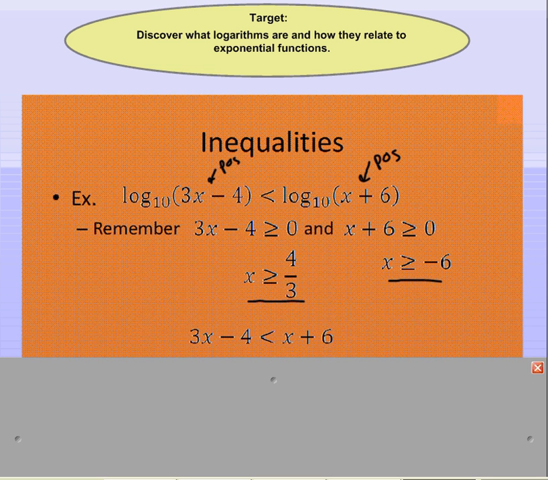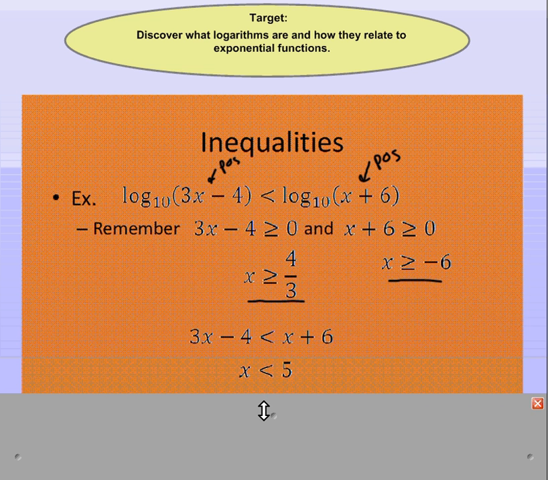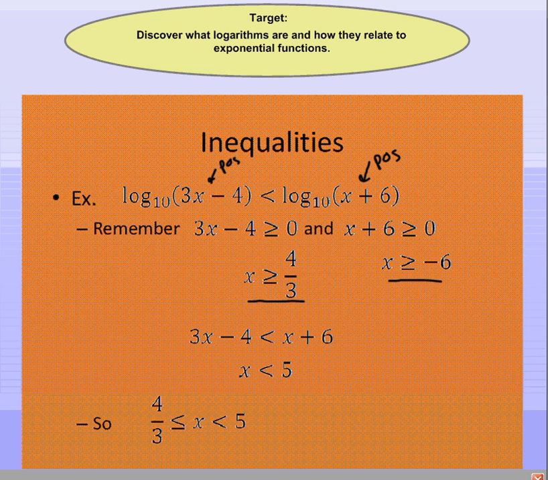Now, because we have log base 10s on both sides, it doesn't follow the rules on the last page. We basically ignore the log base 10s and just make sure that 3x minus 4 is less than x plus 6. We solve, and we get x is less than 5. Now we have to put everything together. A number line will be very helpful on this. This is our final solution.